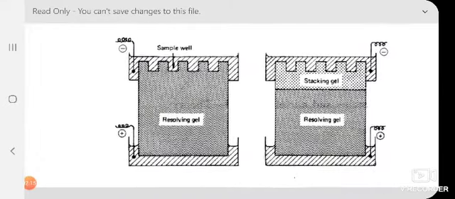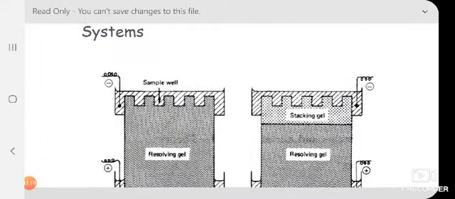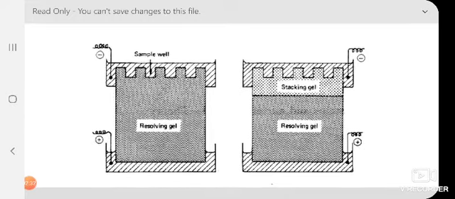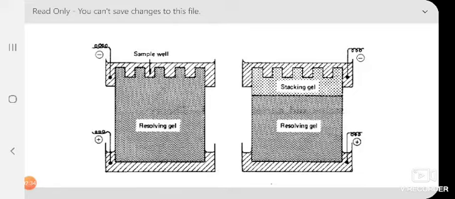Now you see the diagram. This is the resolving gel. This is the discontinuous system. The left side is the upper chamber, and the lower chamber, all connected to the electrodes, and the wells are also there, in which we can run the sample directly. Here we have a resolving gel at the bottom part, but in the top part we have cast another gel, which I just mentioned. The porosity is very big.